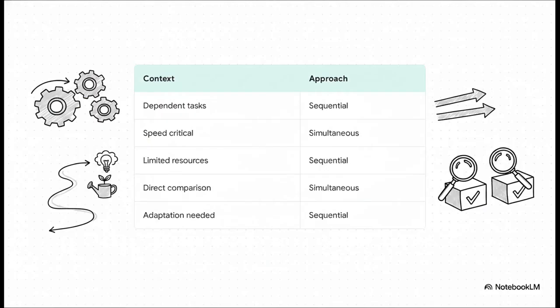Okay, here is your operational cheat sheet. It's all about matching your constraints to the approach. If your tasks are heavily dependent on one another, if your resources are limited, or if you desperately need to adapt to early feedback, you want to go sequential. But if pure speed is literally the only metric that matters, or you need to do direct comparisons like A/B testing, simultaneous is absolutely your weapon of choice.